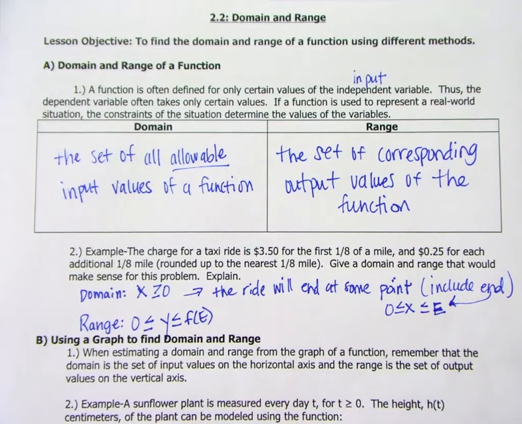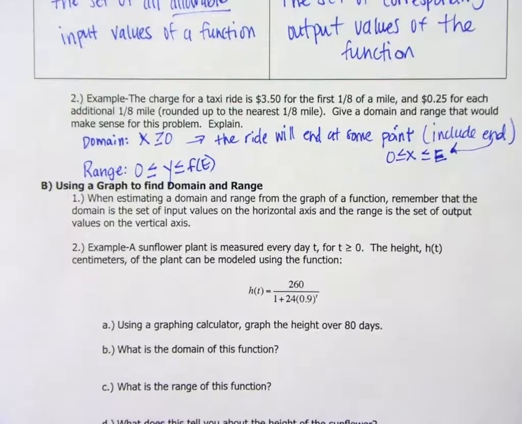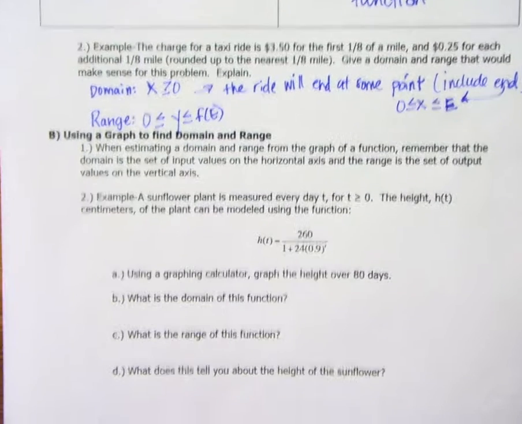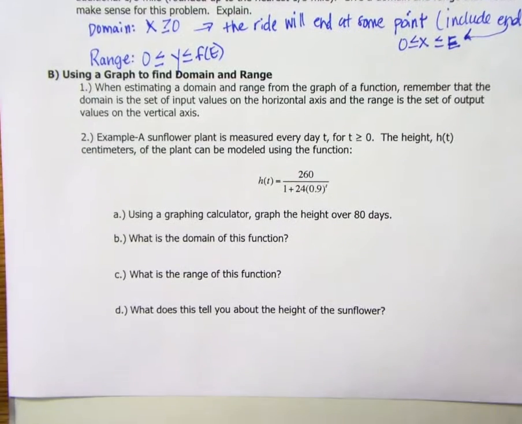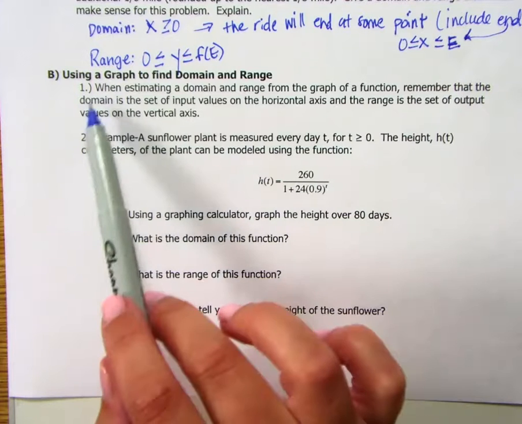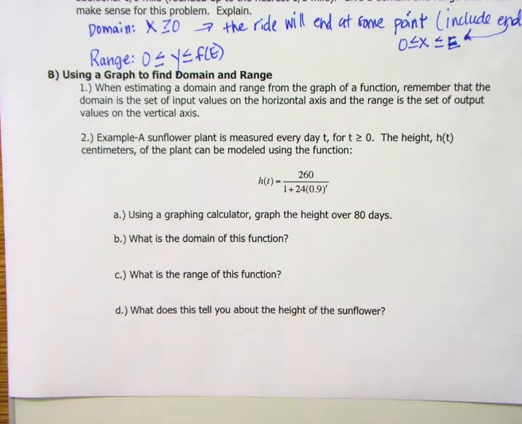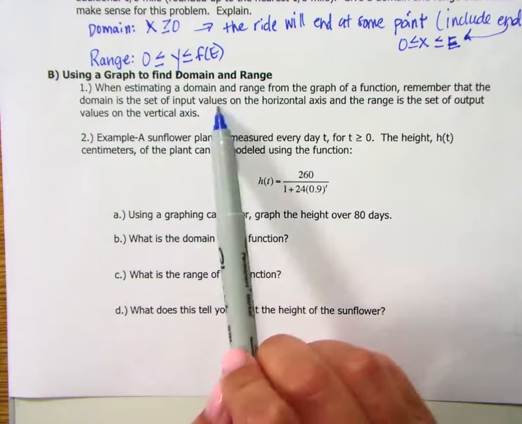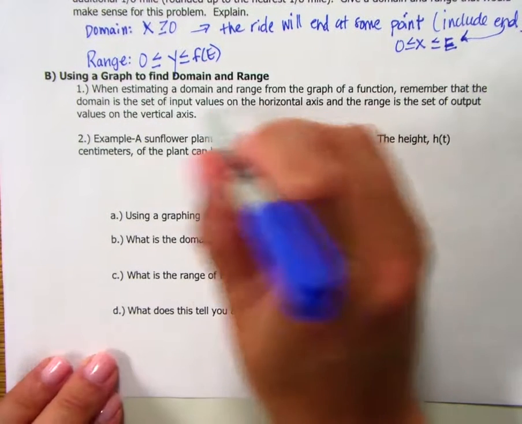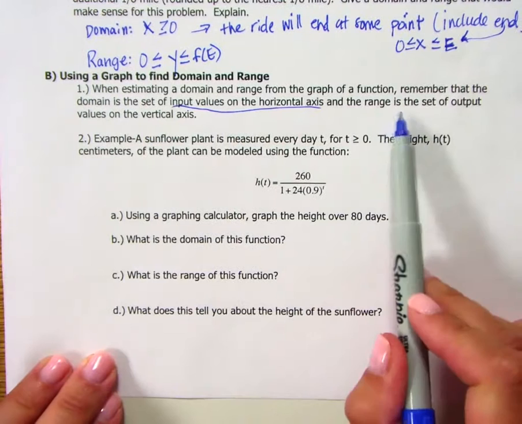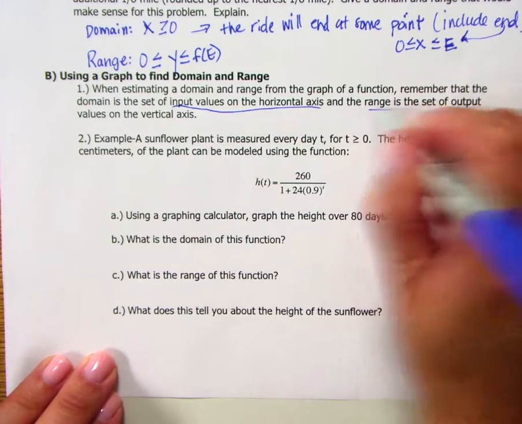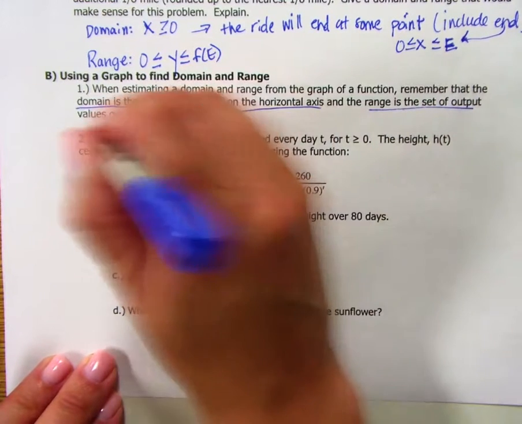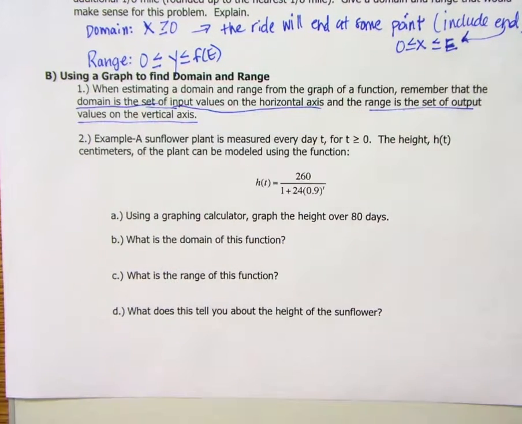Okay. One of the main ways that we are going to find domain and range is using a graph and using our graphing calculators. So if you don't have it out, go ahead and grab it and have it handy. As it says, when estimating a domain and range from the graph of a function, remember that the domain is the set of input values on the horizontal axis, and the range is the set of output values on the vertical axis, okay?